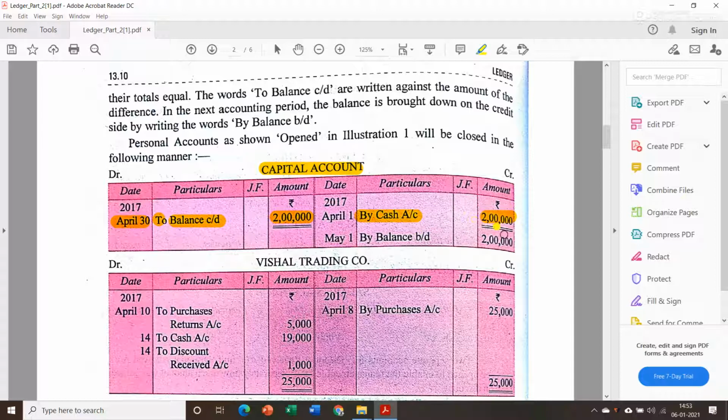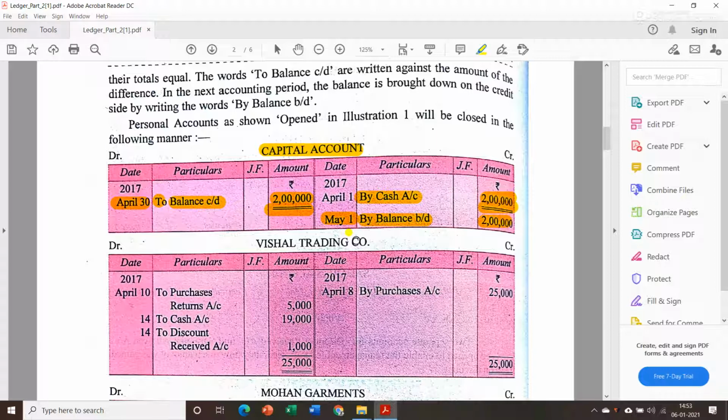After that we will draw 2 parallel lines, and this balance carried down will become balance brought down on the opposite side, that is, by balance brought down on May 1st 2 lakh rupees. If you remember, in the cash account also we used to do it like that. We used to find the balancing figure, that balancing figure would become our balance carried down, and at the start of the next month or next period it would become balance brought down. We are doing the same in this case also. So this is how we are supposed to close and balance our account.